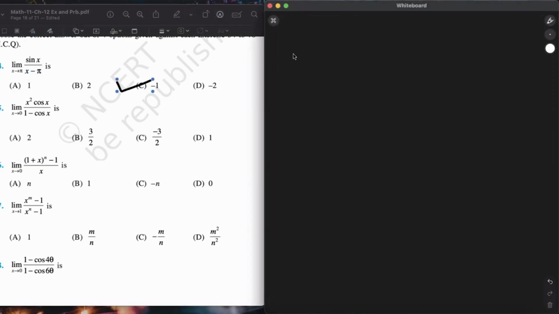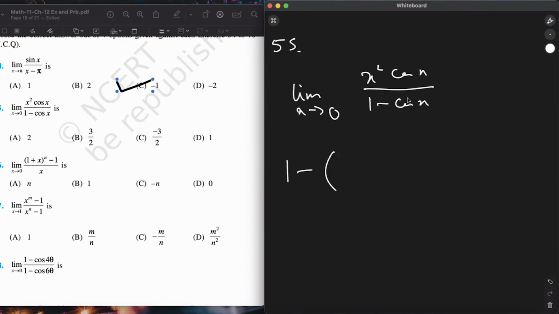Next up, question number 55. It is given that limit x tends to 0, x square cos x, all divided by 1 minus cos x. Now, what can I do with cos? 1 minus cos x, I can write that as 2 sine square x by 2. See, how can I write 1 minus cos x? 1 minus, 1 minus 2 sine square x by 2.